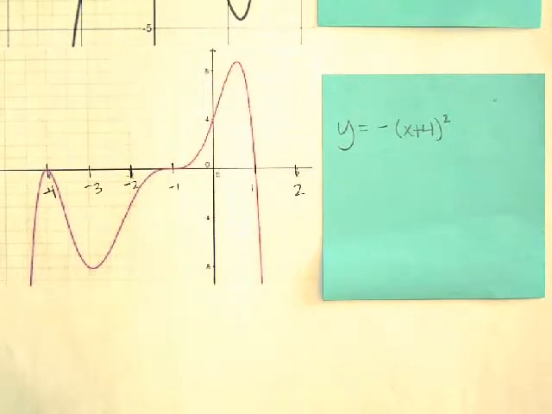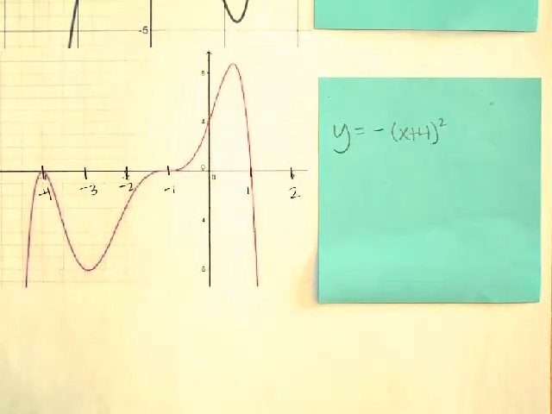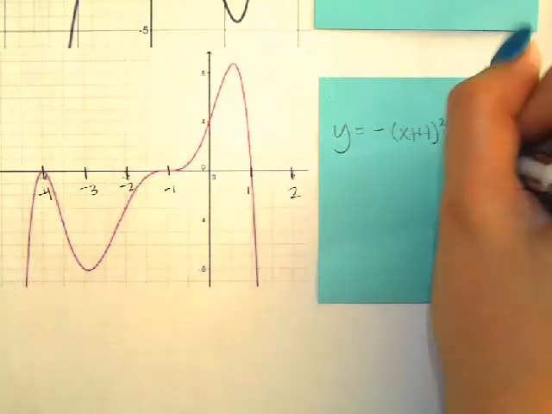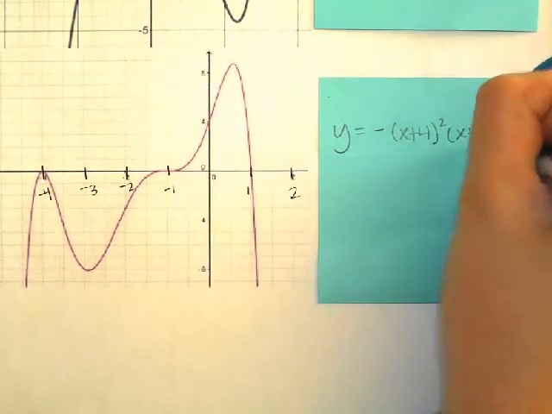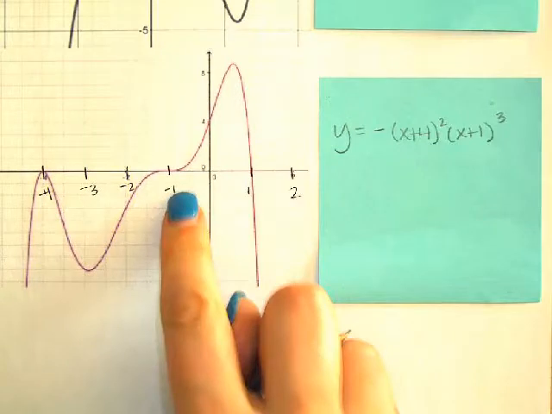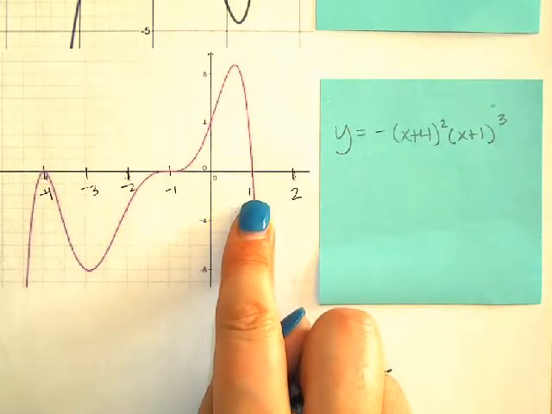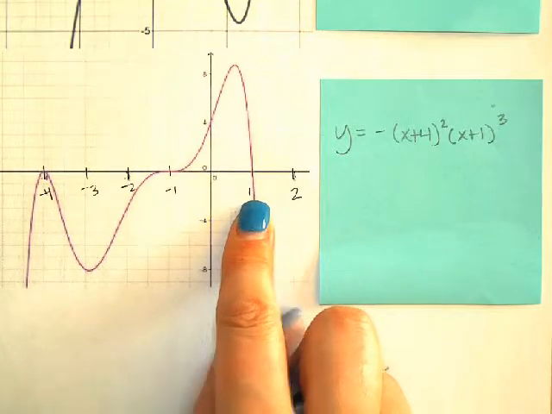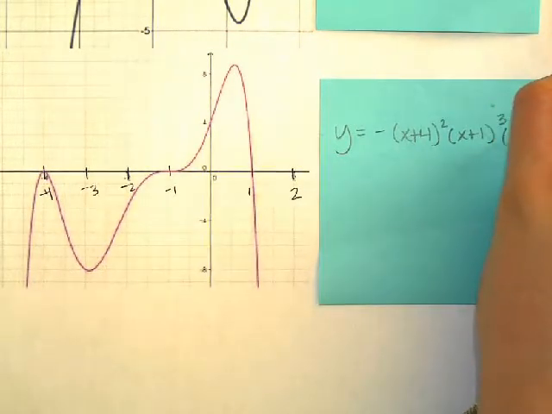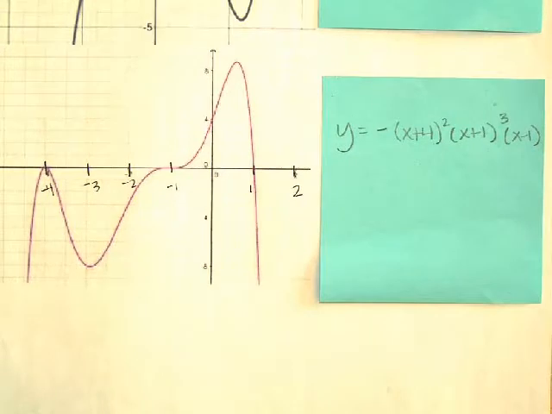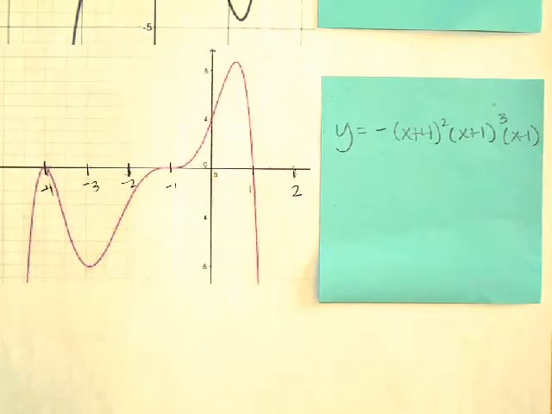All right. What should I write next? X plus 1 cubed, because we did that right there. And then with no exponent. It's not dimensions. It's just a number in cubic.